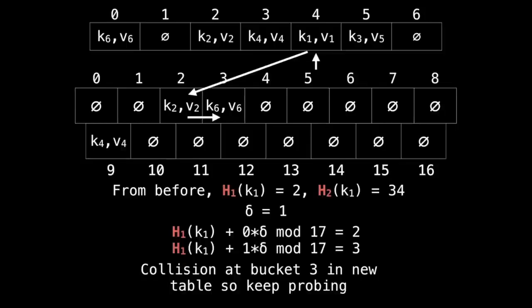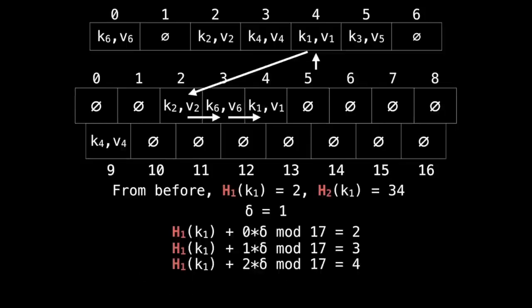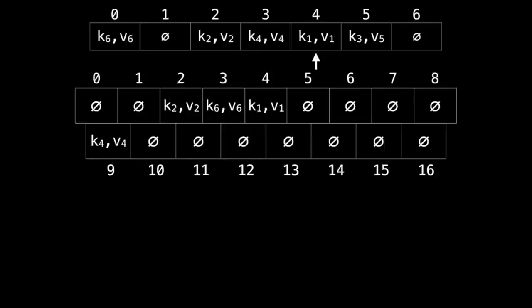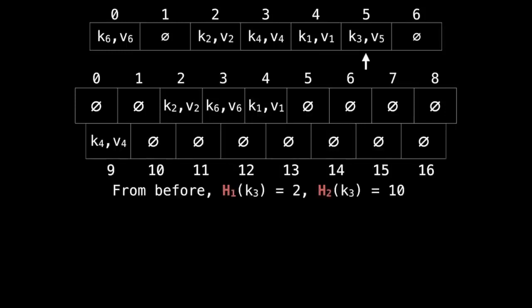So now compute the offset at 1 times delta. There's still a collision. Keep incrementing the x value. So now 2 times delta, which is 4, and we found a free slot. So insert that key value pair there. And the last one, k3.